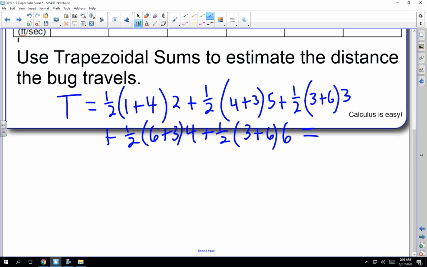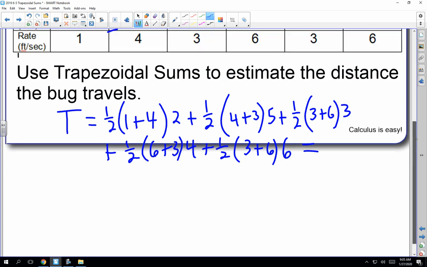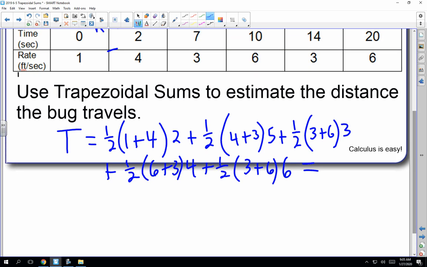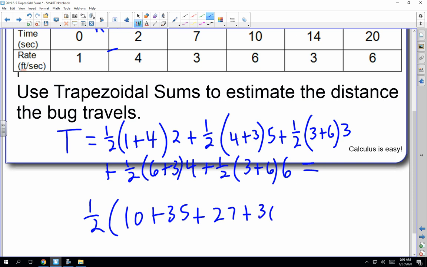You could pull that 1/2 out and just, sometimes what I'll do is pull the 1/2 out, save that for the end, and add up the consecutive pieces here, like the 1 and the 4, that's a 5 times 2, 4, so that would be 10 and then 35. You got the 1/2 out here, you got 10 plus 35 plus 27 plus 36 plus 54.